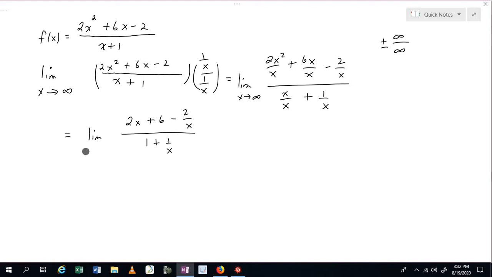Okay, and then we're going to find the limit as x goes to infinity. Now, as x goes to infinity, remember these are heading towards 0. And so on top, as x is getting bigger, this is getting larger as well, because you're getting 2 times a really big number plus 6, which is a really big number. And then on the bottom, it's getting closer to 1. So overall, this is heading towards positive infinity. So the end behavior on the right is that it's heading upward towards infinity.